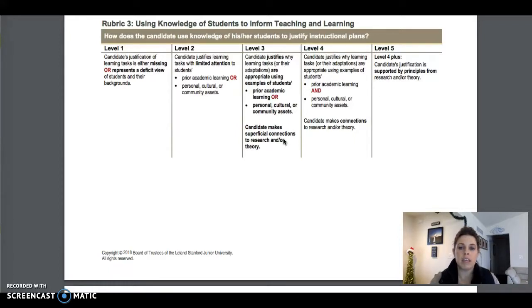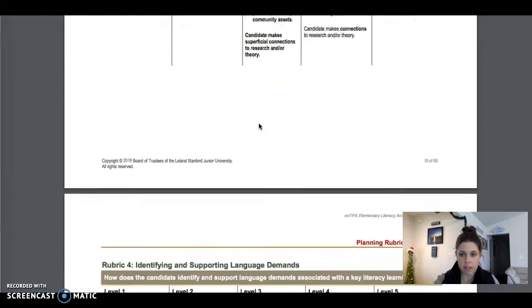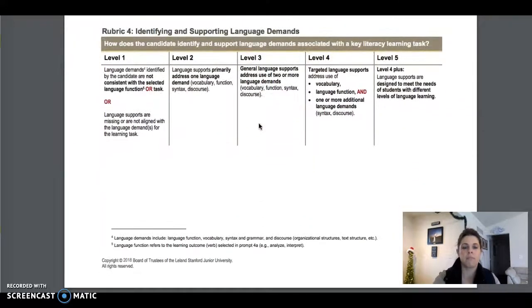So you are choosing it because of prior academic learning, but explain to us what that is, or personal, cultural, community assets, and make sure that you're explaining that and defining what that is. If you want to refer to both, that would bump you up to a level 4 also, but let's just focus on a level 3 unless you want to focus on the level 4.